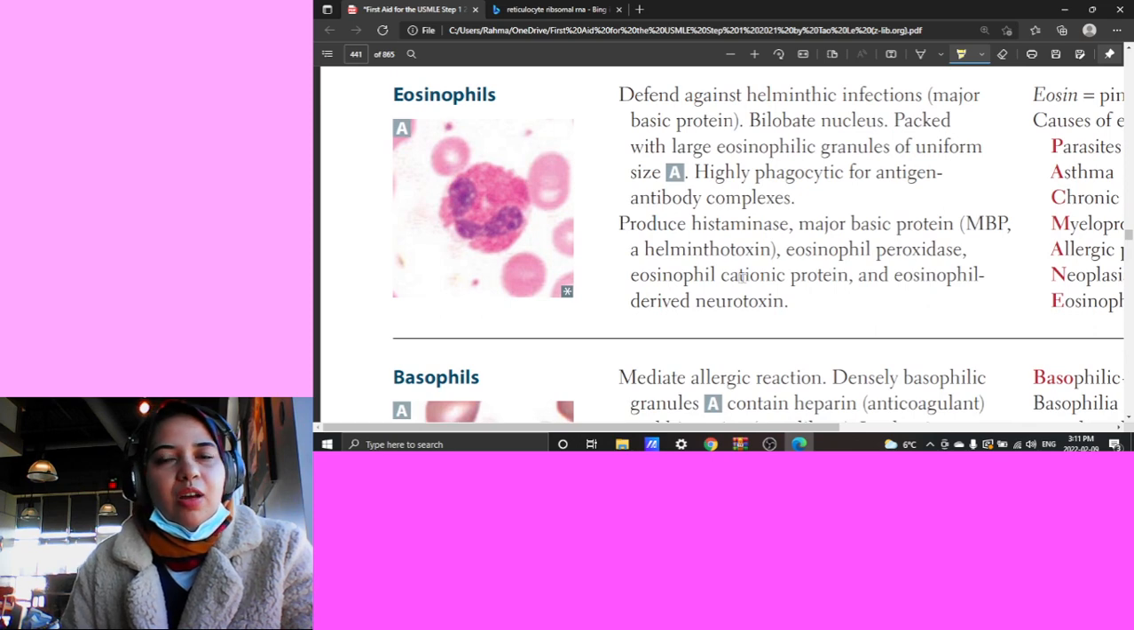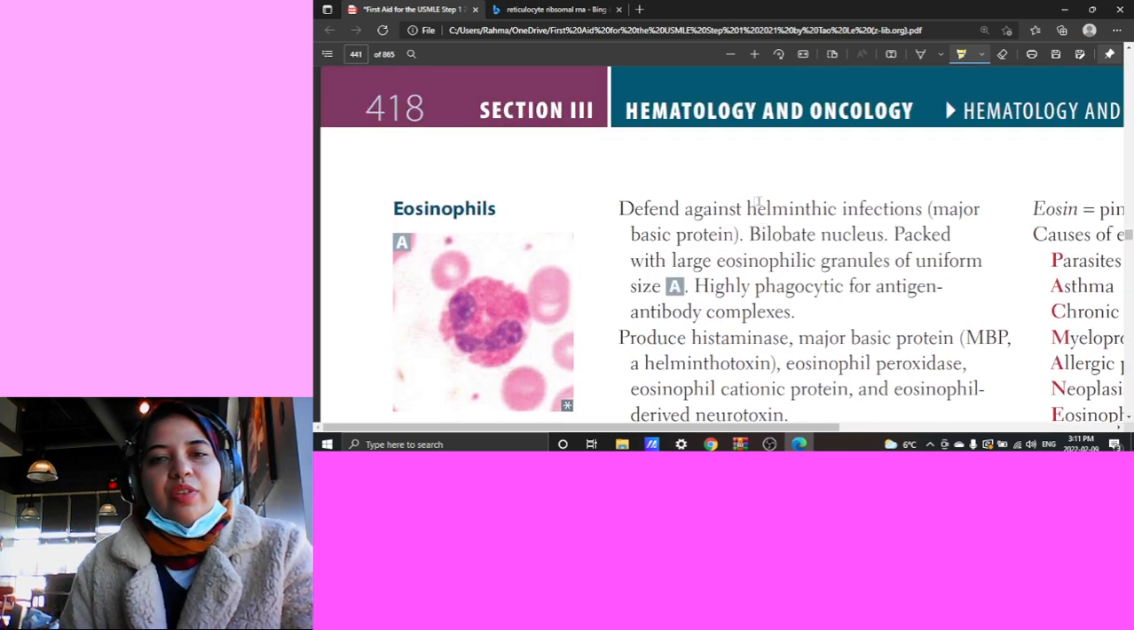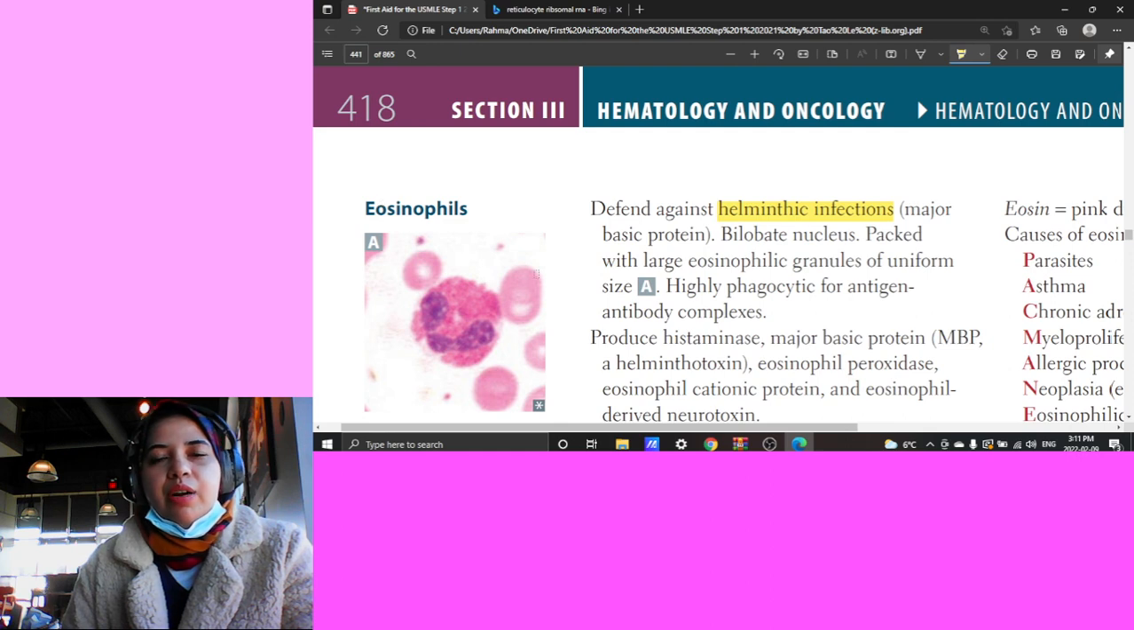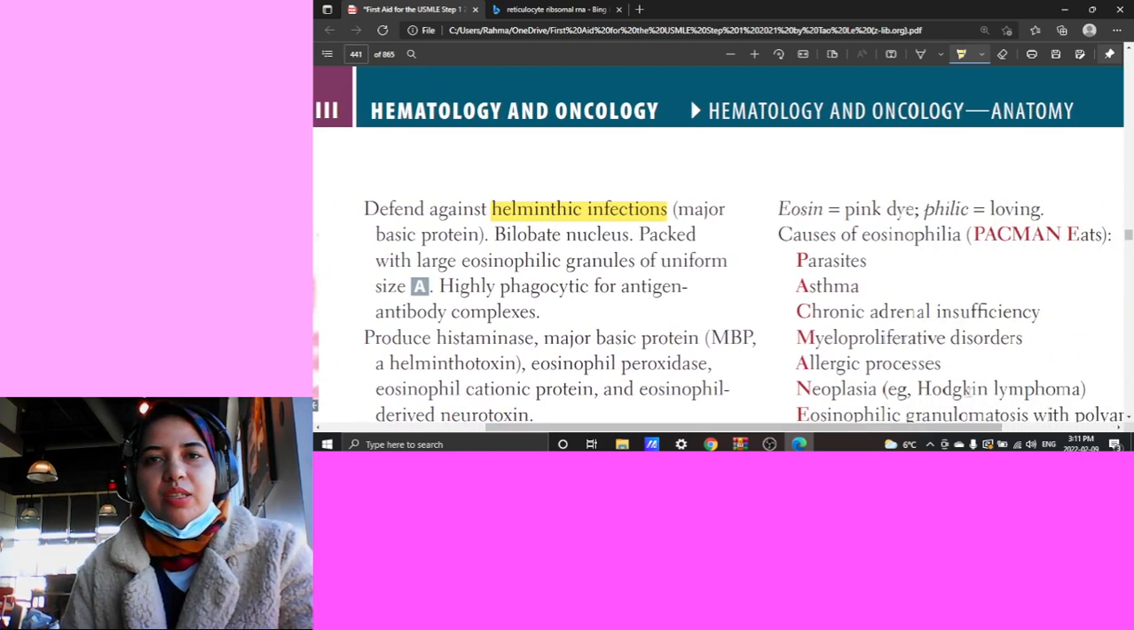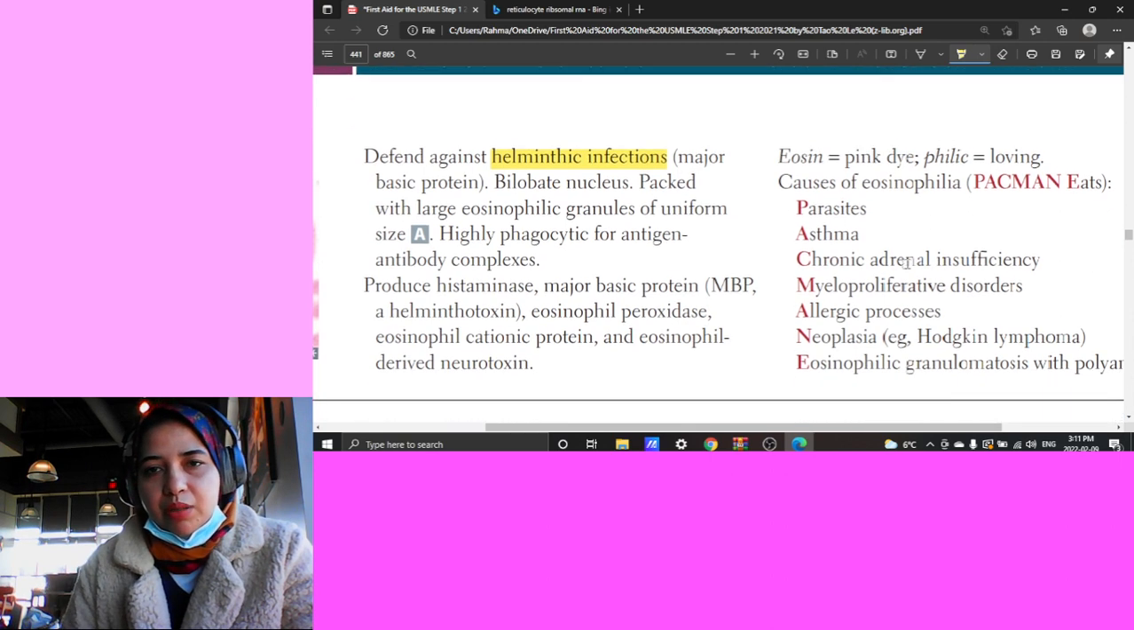So we know from parasitology that eosinophils are always like the major cell involved with common tissue infection. So we're thinking parasites here. So we have eosinophilia. Whenever you get that, you want to think of parasites. However, there is actually a huge list of reasons why you might have eosinophilia, and that's very important to know.